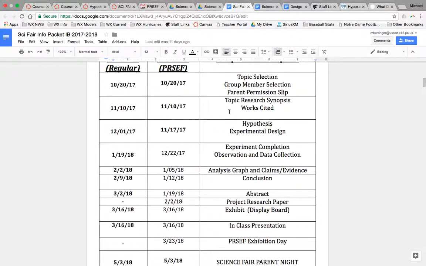Alright guys, I wanted to take this time to show you where we are in science fair and what I need you to work on over the next couple of days. So we have completed the topic research, okay? You guys finding different sources and picking out bits and pieces of information that you wanted to summarize.